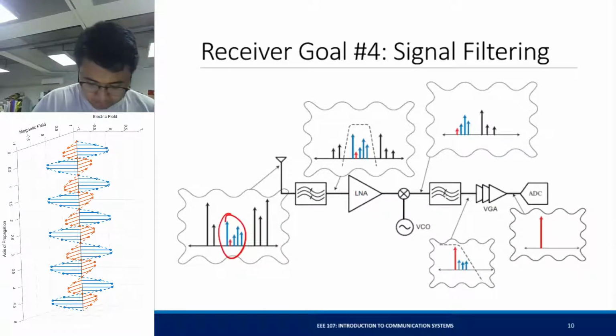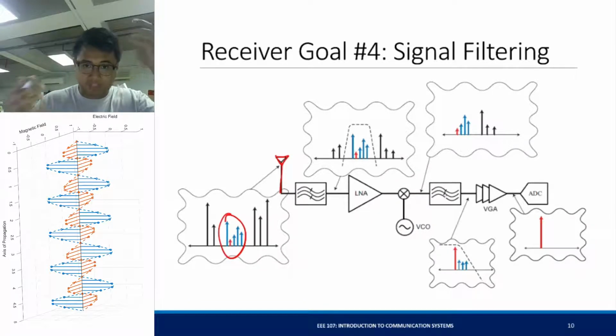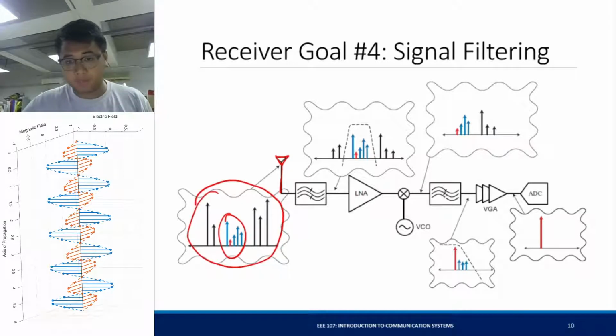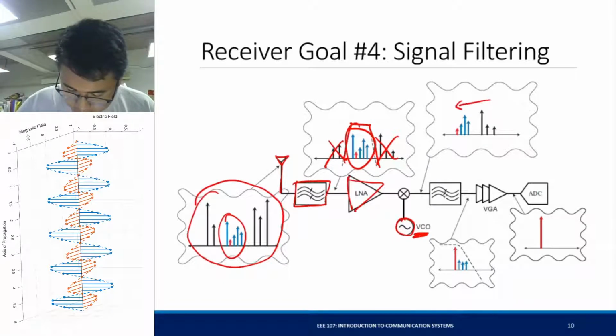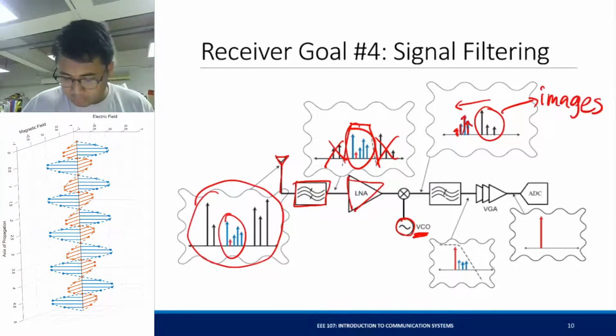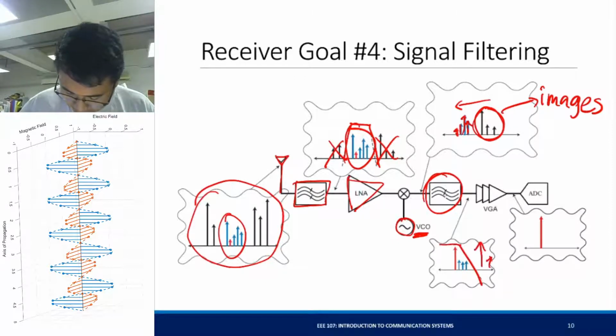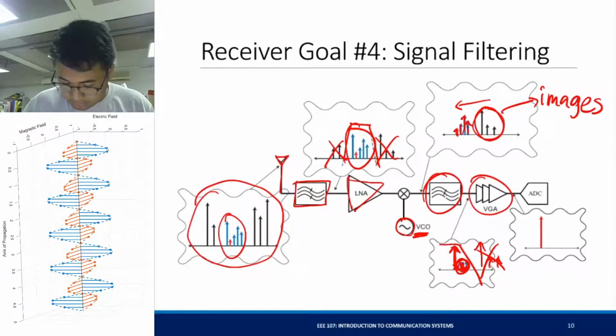Say this is the signal that you want. Since your antenna is just an antenna, it picks up a lot of signals. It could pick up the whole spectrum right here. The job of the filter is to reject all the unwanted signals. It will be amplified here at the LNA. Then when you multiply it with the voltage controlled oscillator, this signal will be down converted here, and it will produce what we call images. These images are removed using a low pass filter here. So a low pass filter will remove the images that were born here, and the variable gain amplifier will increase the desired signal that you want while decreasing the unwanted signals near the desired signal. And with that, you're able to recover your signal.